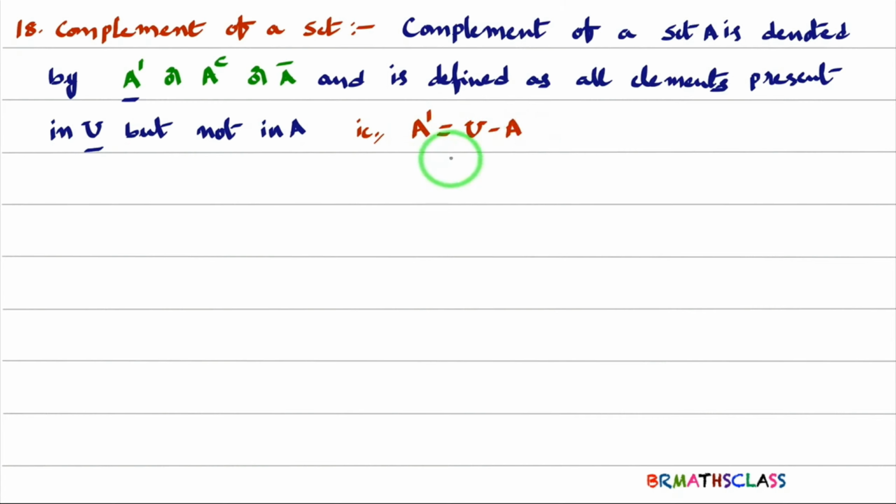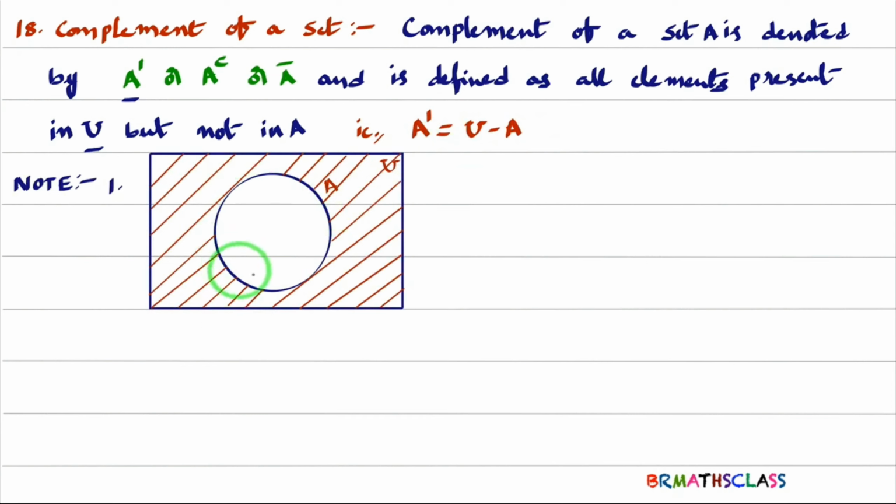We will try to understand what is A dash by using a Venn diagram. You observe this Venn diagram. This is set A. Which zone is known as A dash? You observe this lines part is there, na, like this. This part is nothing but A dash. You try to understand, all the elements present in universal set but not in A. So, A dash is all the elements present in universal set but not in A. So, A dash is U minus A.